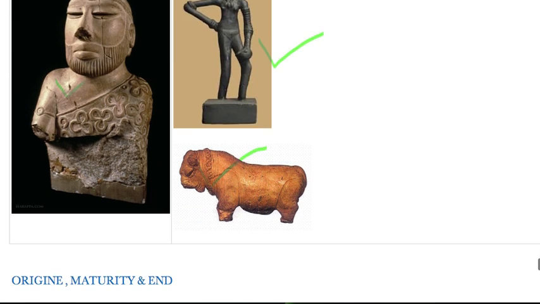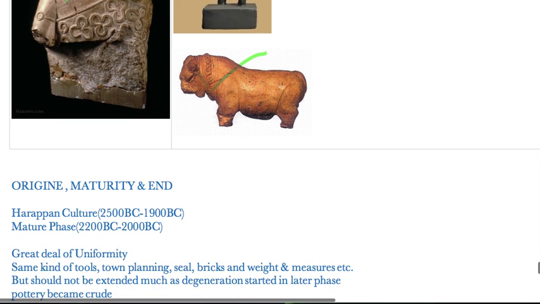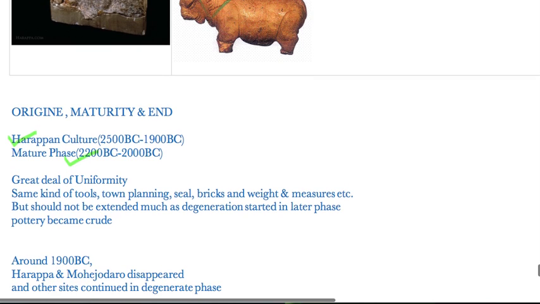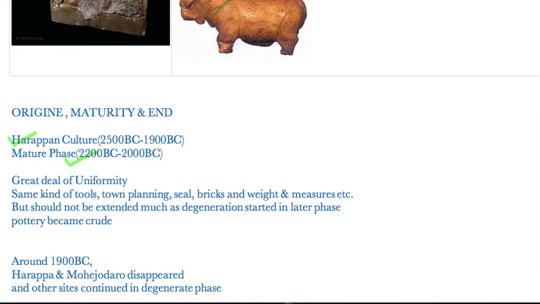Now we will move to origin, maturity and end. So the Harappan culture extended from 2500 BC to 900 BC, but the mature phase was around 2200 BC to 2000 BC. So there was a great deal of uniformity throughout the culture. They used the same kind of tools. Town planning was similar. Then seals were also similar. Bricks were also uniform. Weight and measure were also uniform.